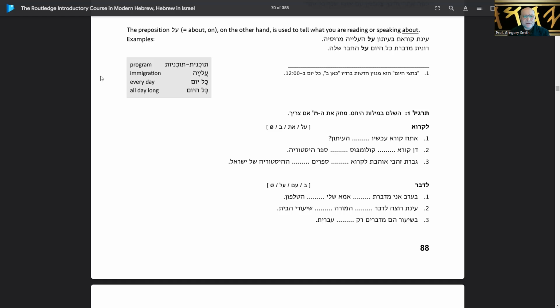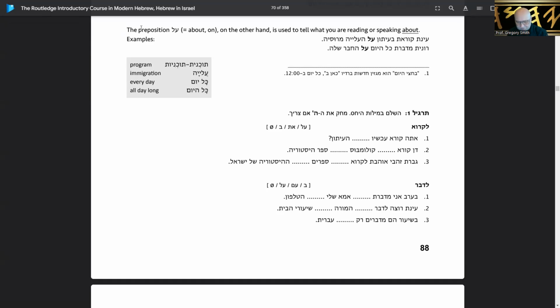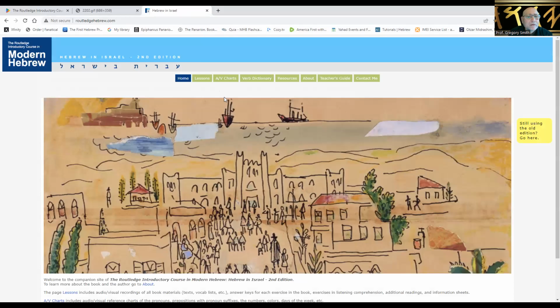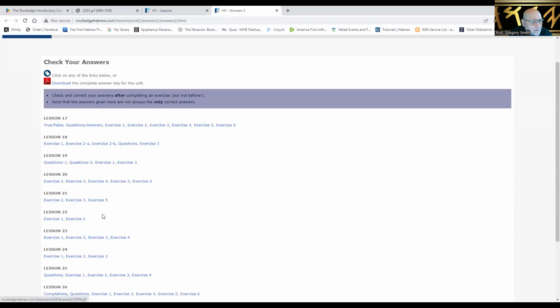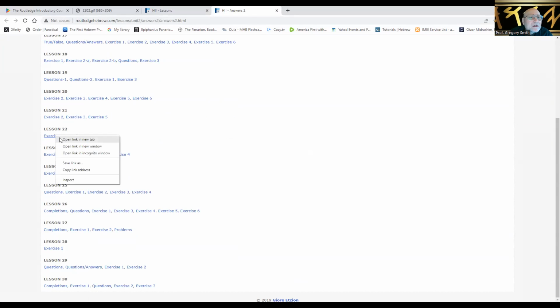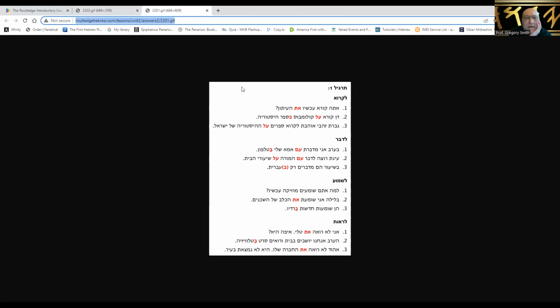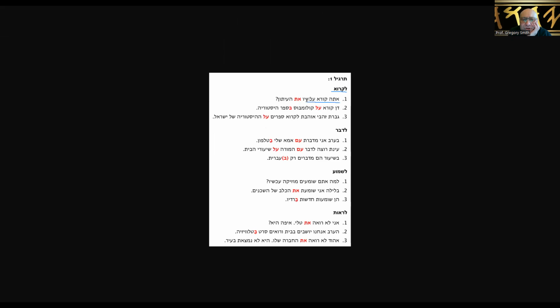Okay, I'm back. So let's see what we can come up with here. I want to double check the answer key on this. So lesson 22, let's check this out. I think that's it. Yep. Okay, so here's what we have. This is to read, likro. אתה קורא עכשיו את העיתון. That's right, I got that one.